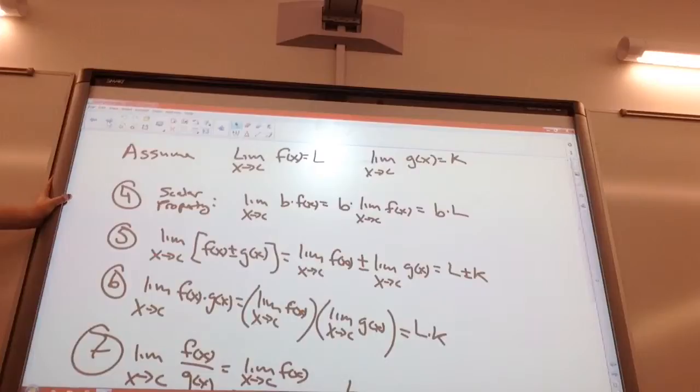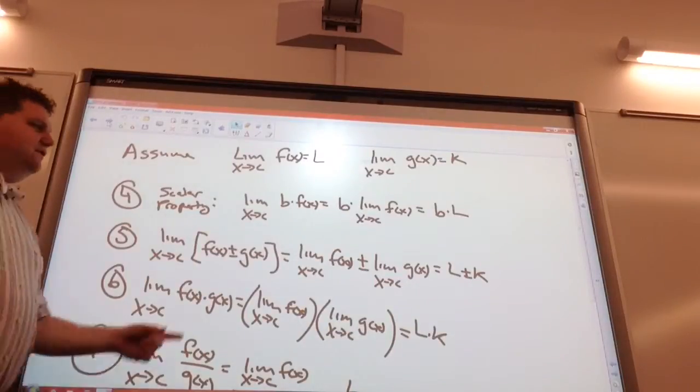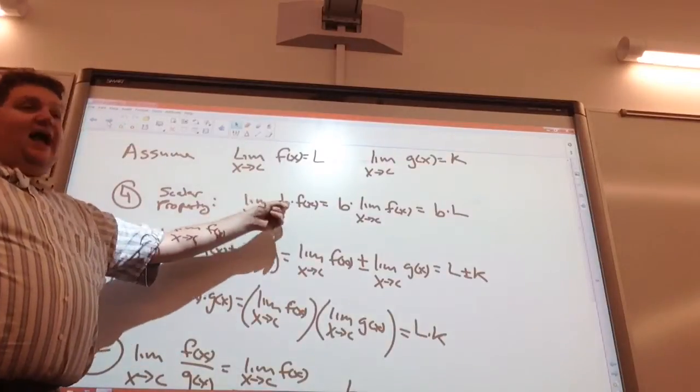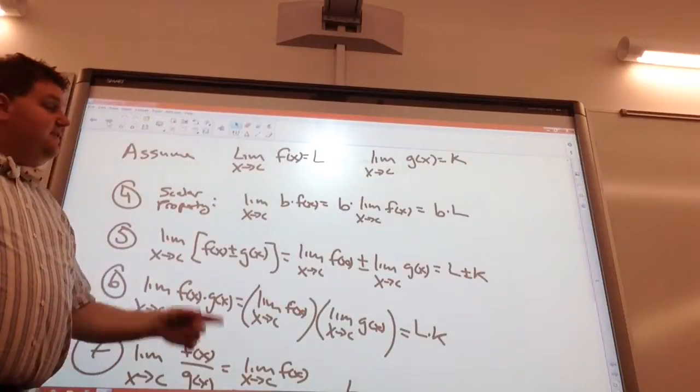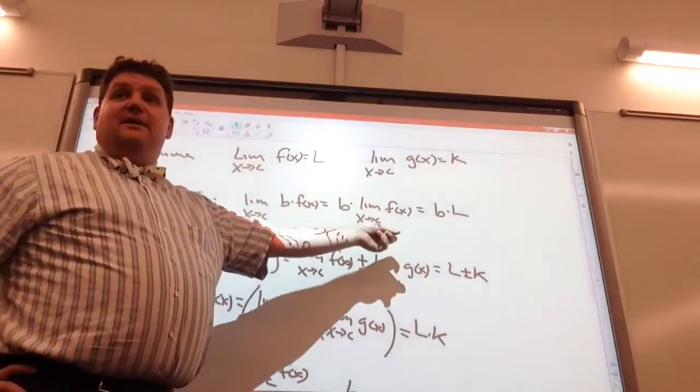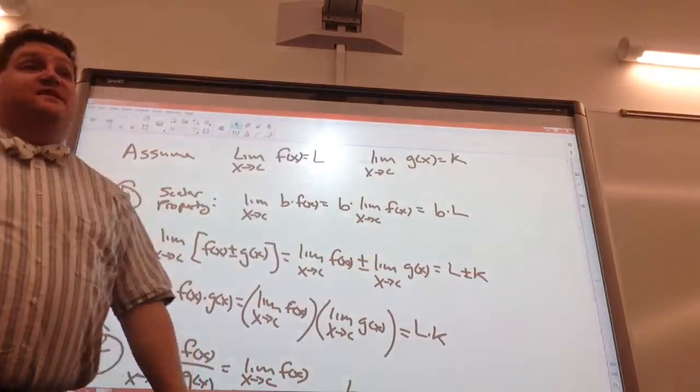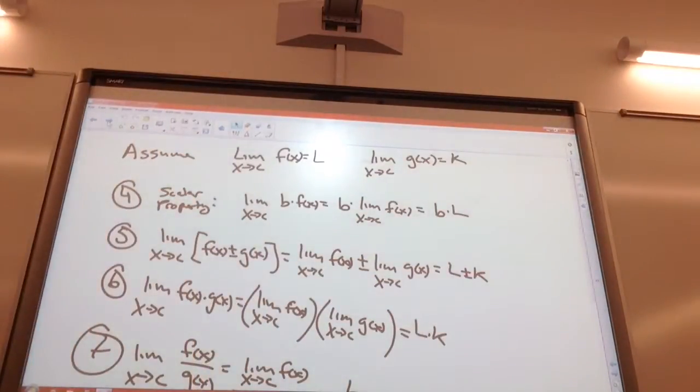All right. Then we can go through here and we can see some special properties the limit has. The first one is a scalar property. That is, if I take the limit as x goes to c of a function times a constant, in this case constant b times a function, it would be the same as if I did constant b times the limit of that function, or just b times the answer. Okay, b times L. Everyone see how that works? What this means is that a constant that I'm multiplying by can be pulled in and out of the limit at will.